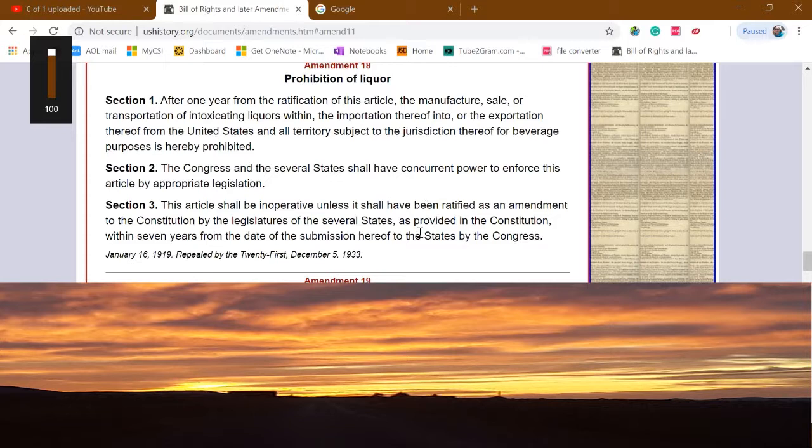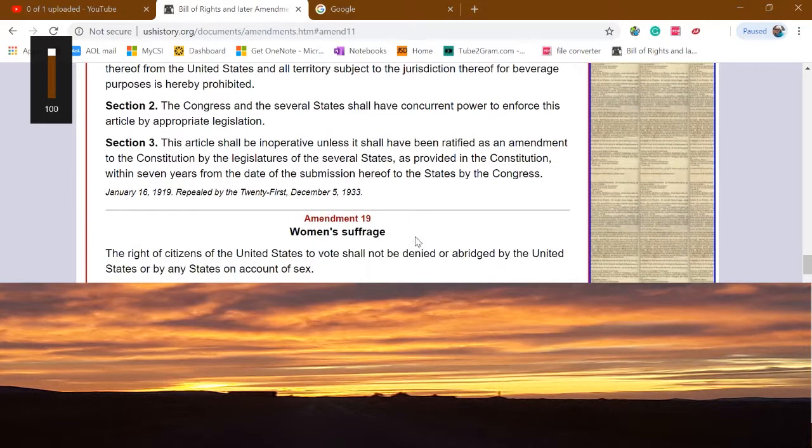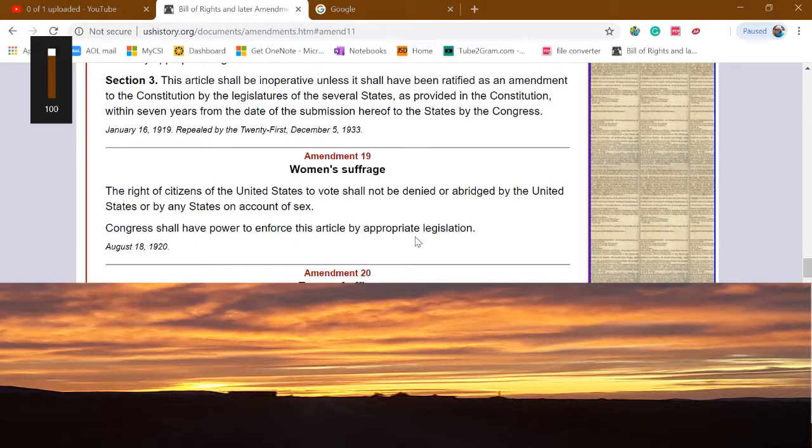January 16, 1919. This was repealed by the 21st, December 5, 1933, so it is no longer in the Constitution. Amendment 19. Women's Suffrage. The right of citizens of the United States to vote shall not be denied or abridged by the United States or by any state on account of sex.